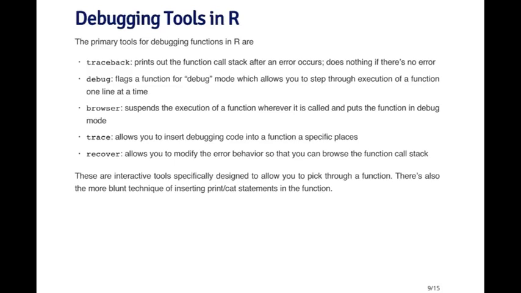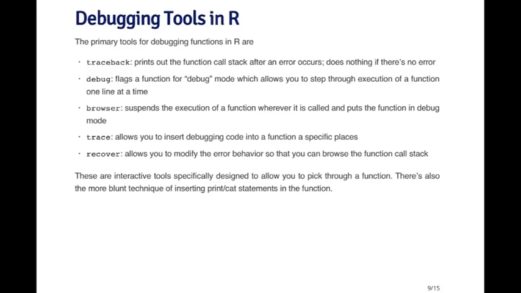So the debug function is probably the handiest function. What it does is you give it a function as an argument, and it flags that function for debug mode. Debug mode means that anytime you execute that function, anywhere, even if another function calls it, it will suspend execution of the function at the first line, in what's called a browser. I'll show you how this works. And then you can step through the function line by line.